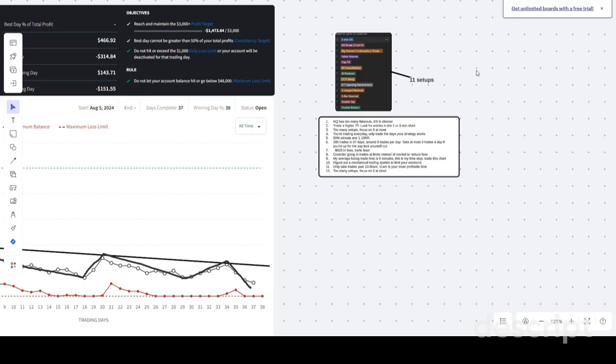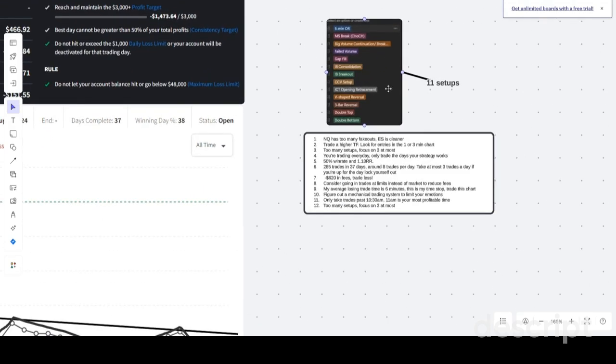Also, I had too many setups. In total, I had 11 setups, which is just a lot. So I'm planning on reducing this amount of setups to maybe 3. What I've started doing is back testing all of these setups and looking for the most profitable one. Another note was the fact that I was trading every single day.